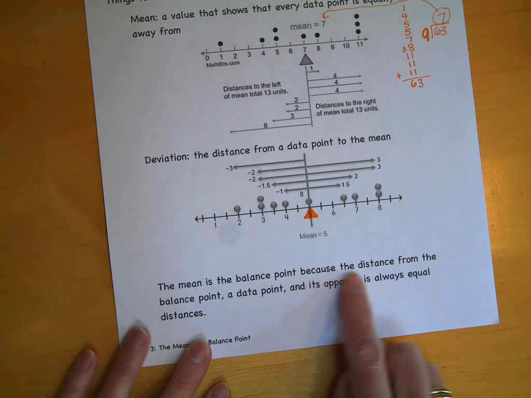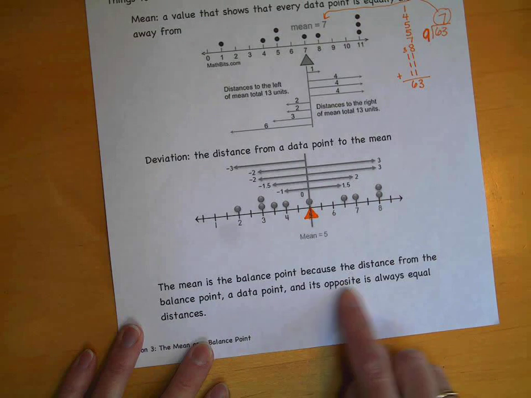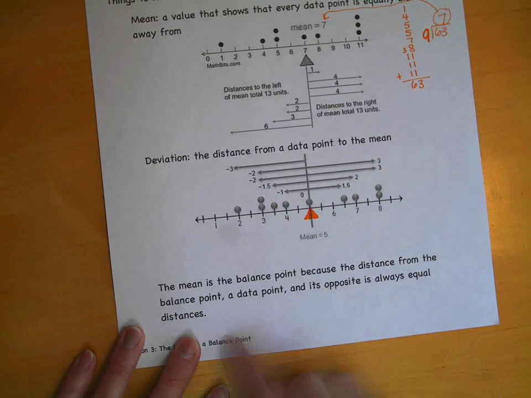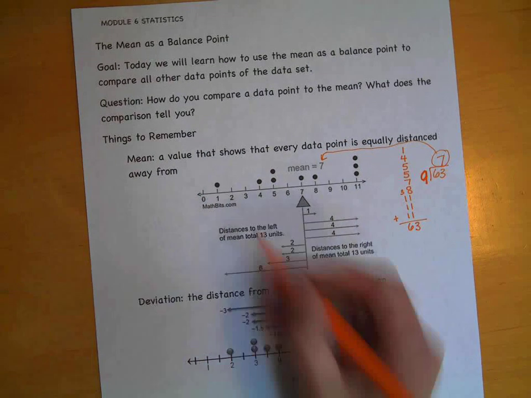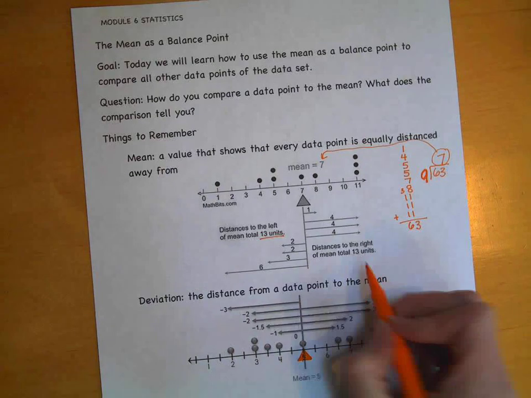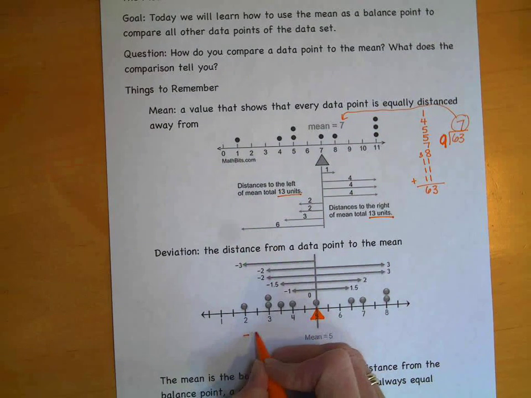All right, so it says the mean is the balance point because the distance from the balance point to a data point and its opposite is always equal distances. So let's go back and look at that for a minute. How many to the left did we go? 13. How many to the right did we go? 13.